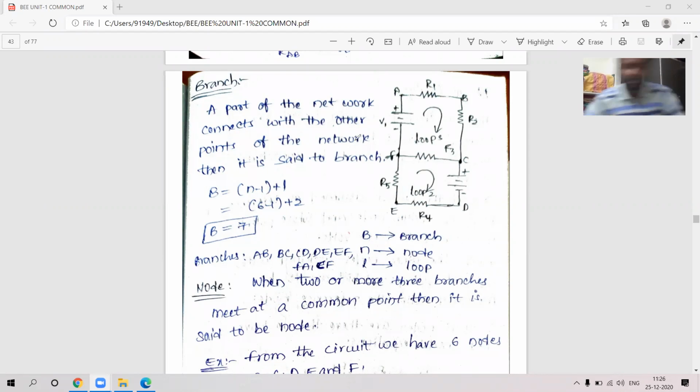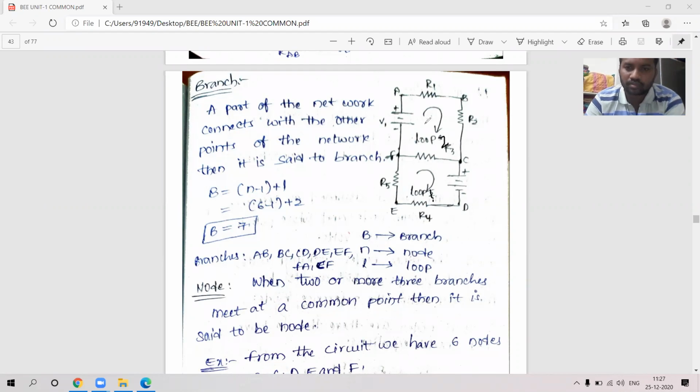Today I'm going to discuss branch, node, junction point and nodal analysis technique. So before that, what is a branch? Let us consider one circuit here. In this circuit, there are two loops, loop 1 and loop 2.